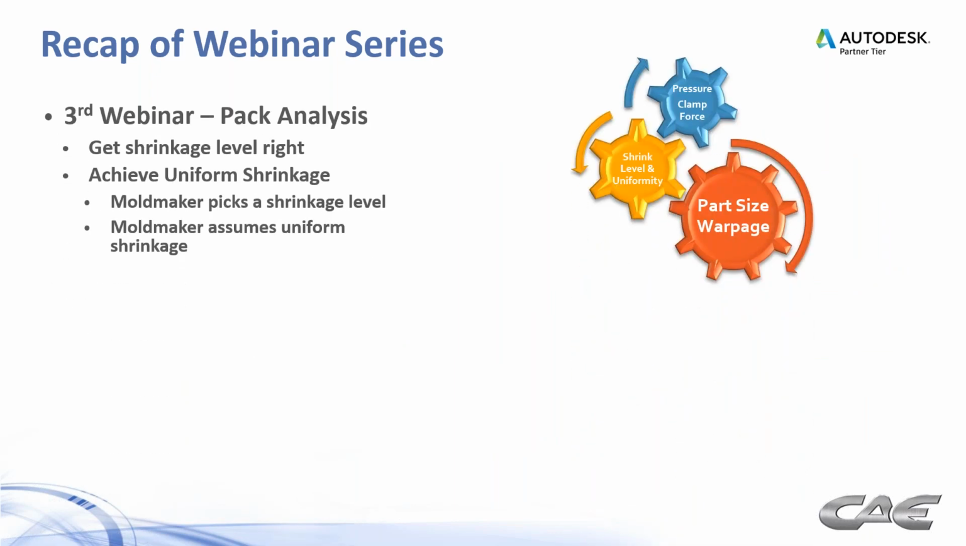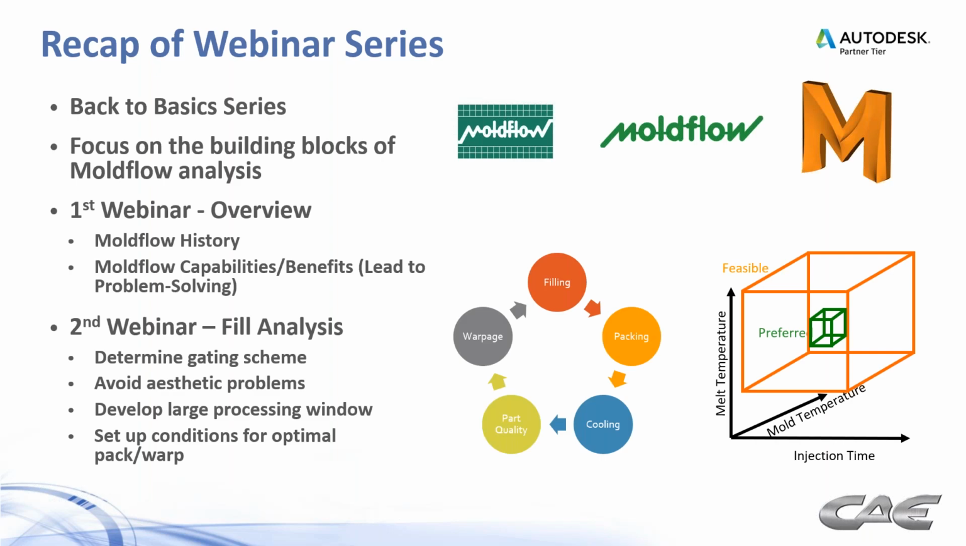Then we went on to the third webinar, which was packing analysis. And the main messages we wanted to get across with that was to get the shrinkage level right and to achieve uniform shrinkage, because the mold maker makes a couple of assumptions. Number one, they're going to pick a shrinkage level, how much shrinkage to include in the mold when they expand it. And that's oftentimes going to be based on information from the material supplier, but can also be based on mold flow analysis. But they're also assuming typically that the shrinkage is uniform. In other words, the same amount everywhere throughout that mold in all directions.